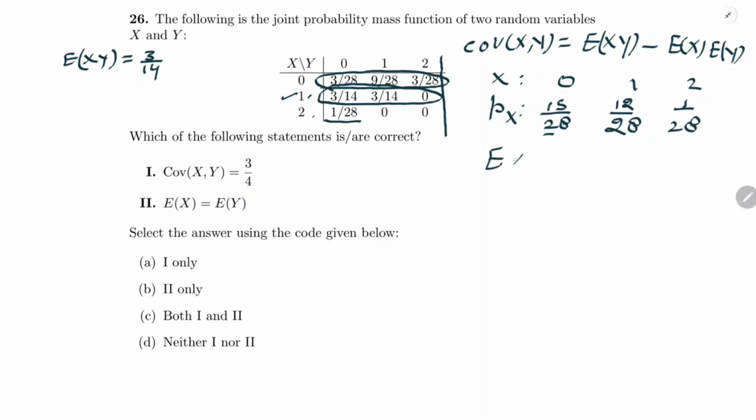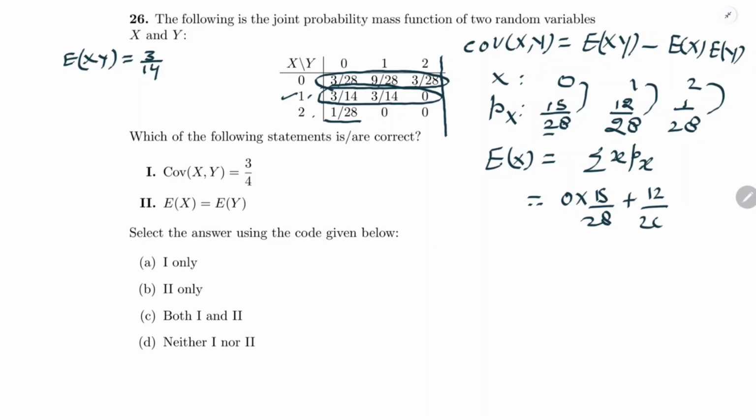Now the expected value of x will be 0 multiplied by this value, 1 multiplied by this value, 2 multiplied by this value. That we write as x into px. Okay, so this will give us 12 upon 28 plus 2 upon 28. That will be 14 upon 28. And this can be written as 1 by 2. So we can note expected value of x equals 1 by 2.